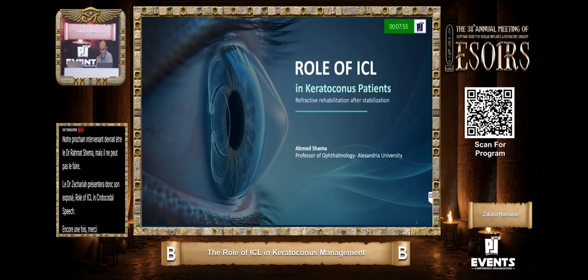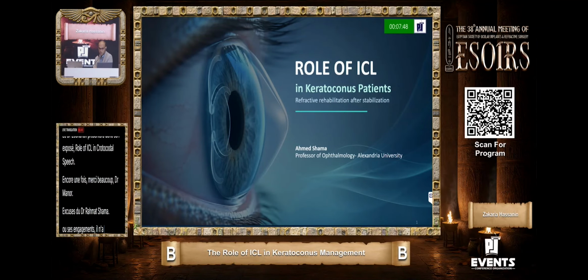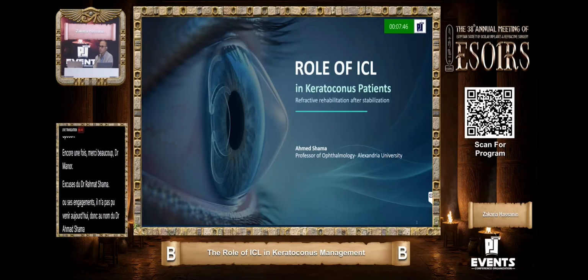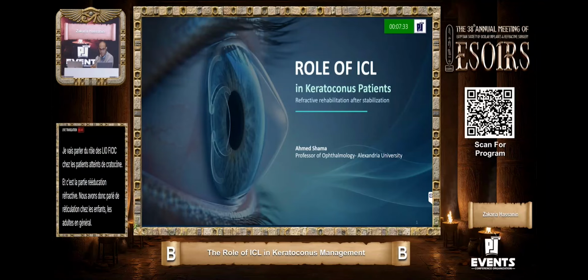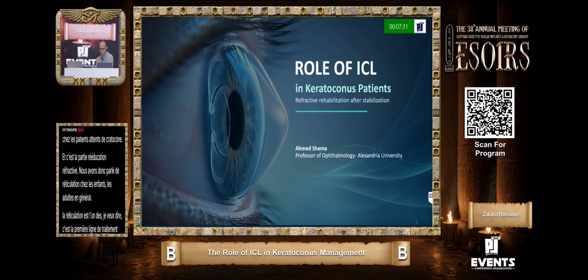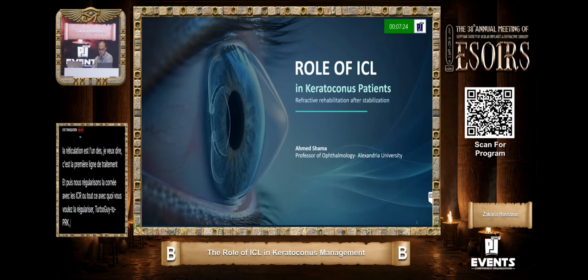Apologies from Dr. Ahmed Shama for his commitments. He couldn't come today. So on behalf of Dr. Ahmed Shama, I'm going to talk about the role of phakic IOLs in keratoconus patients. And this is the refractive rehabilitation part. So we've talked about cross-linking in children or adults in general. Cross-linking is the first line of treatment. And then we regularize the cornea with the ICRs or whatever you want to regularize it with, topo-guided PRK, whatever. And then you correct the ametropia or the refractive error resulting from this.